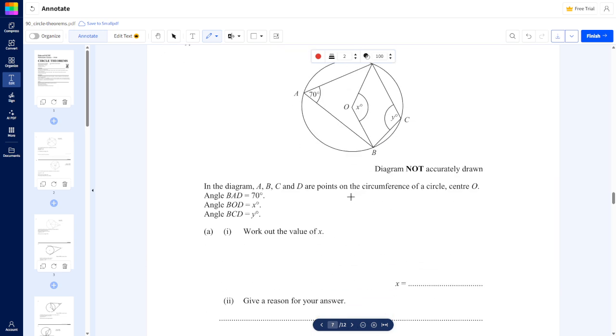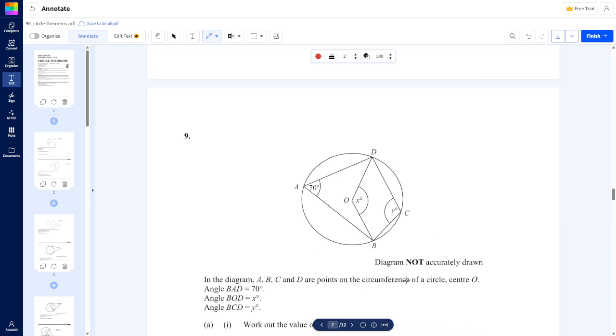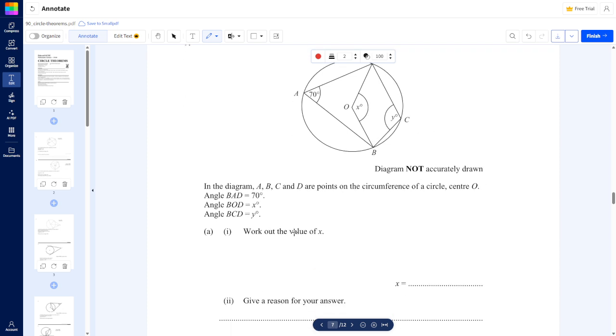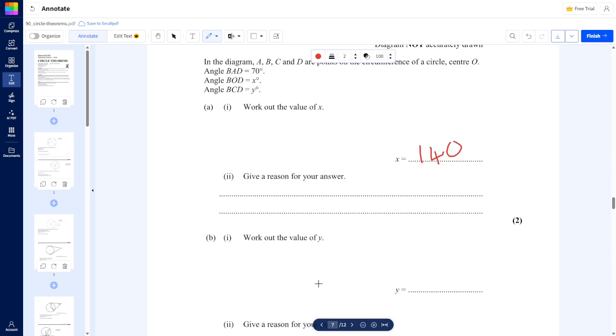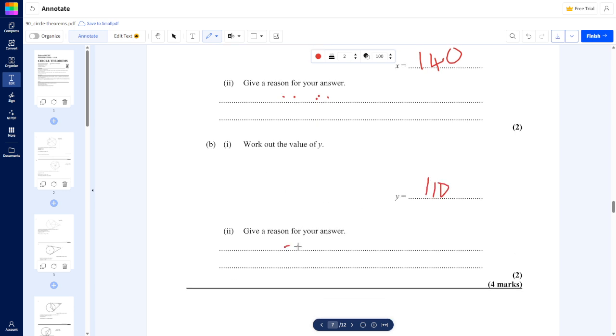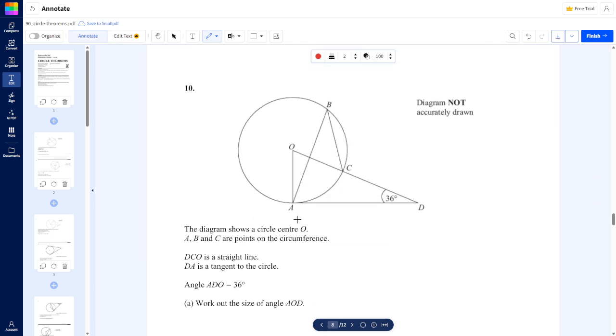In the diagram, A, B, C, and D are points on the circumference of a circle, center O. Angle BAD is 70 degrees, angle BOD is X degrees, angle BCD is Y degrees. Work out the value of angle X. That's going to be double that because the angle at the circumference is half the angle at the center, so 140. And that's what you write here. Value Y would be from the cyclic quadrilateral: 180 minus 70, because opposite angles in a cyclic quadrilateral add up to 180.